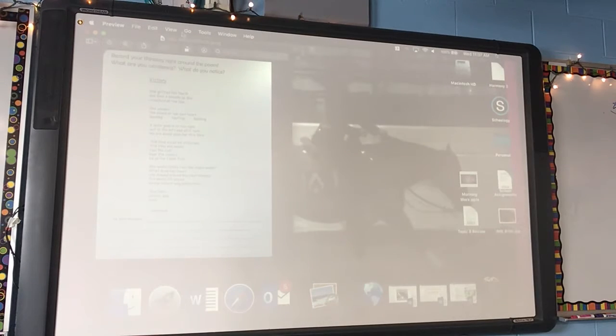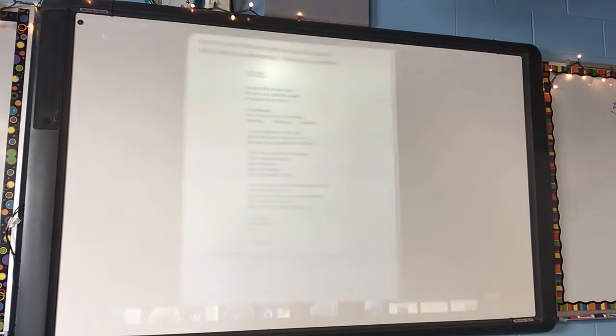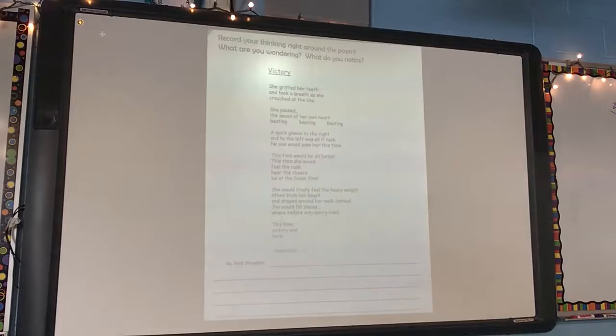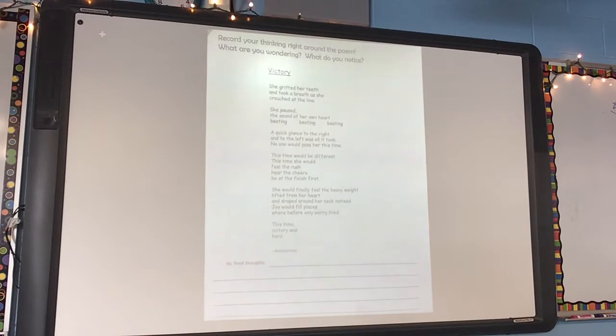My friends, in your packet, you are turning to your page that looks like this. Both lights off, please.